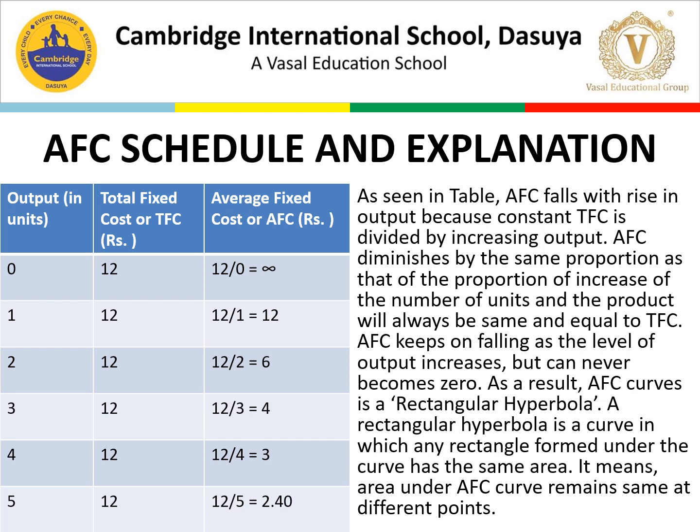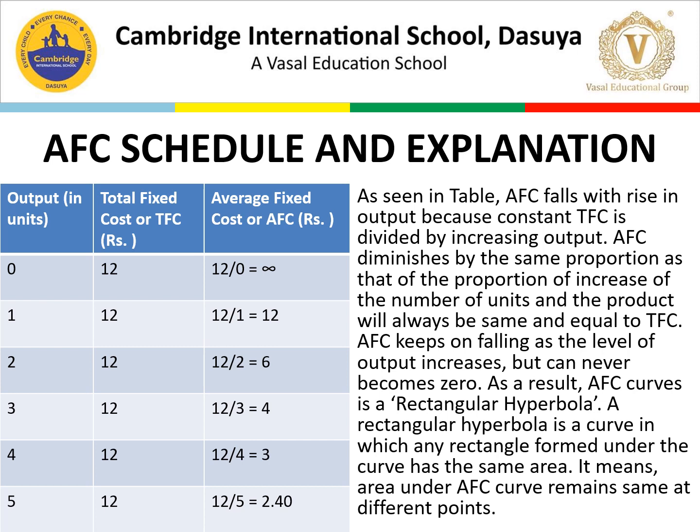As seen in the table, you can see AFC falls with rise in output. So look from the top: for the first unit, AFC was 12. By the last unit, it will be 2.40. So it was falling down with rise in output, because constant TFC is divided by increasing output.